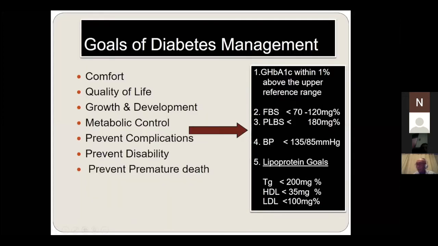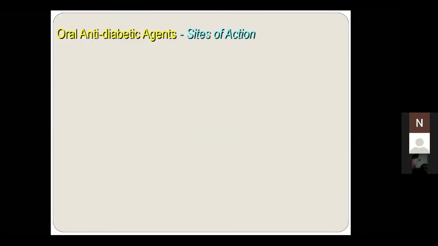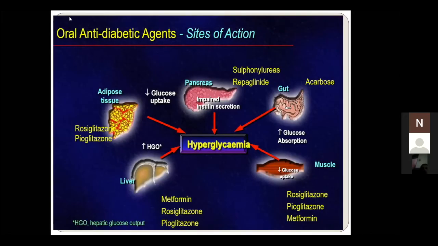So the goals in diabetic management are, first, HbA1c control to the upper normal, and the fasting should be controlled, PP2BS, blood pressure control, and the lipid control. All these will lead to a comprehensive reduction in the complications of diabetes in the kidney and also the other vascular complications.